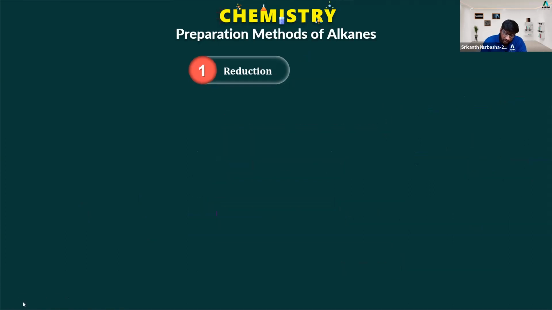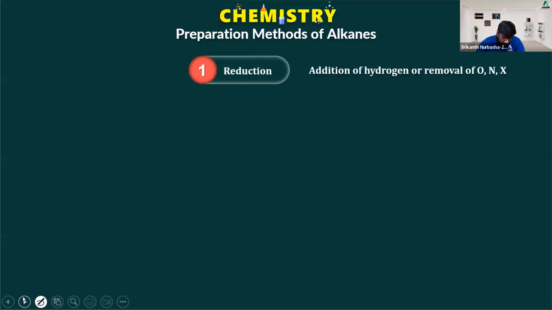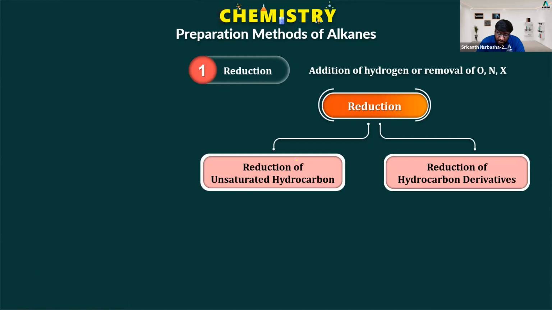Let us start one by one. Reduction: addition of hydrogen or removal of oxygen, nitrogen, halogen. You can take reduction of unsaturated hydrocarbon and reduction of hydrocarbon derivatives. Two types of reductions you can think of in the preparation of alkanes. Reduction of unsaturated hydrocarbon, in this perspective, what can you think of? It means you can think of alkenes and alkynes. How will alkenes and alkynes undergo reduction? What was the mechanistic approach? I have discussed this many times.